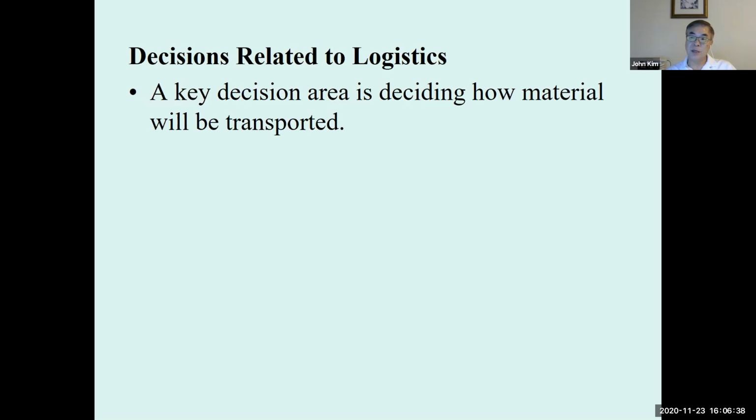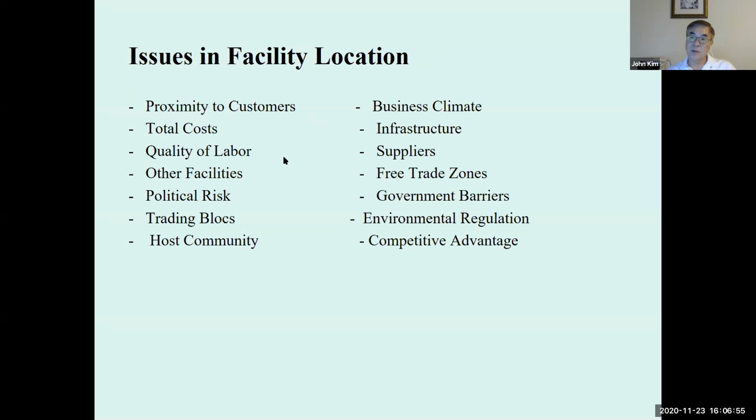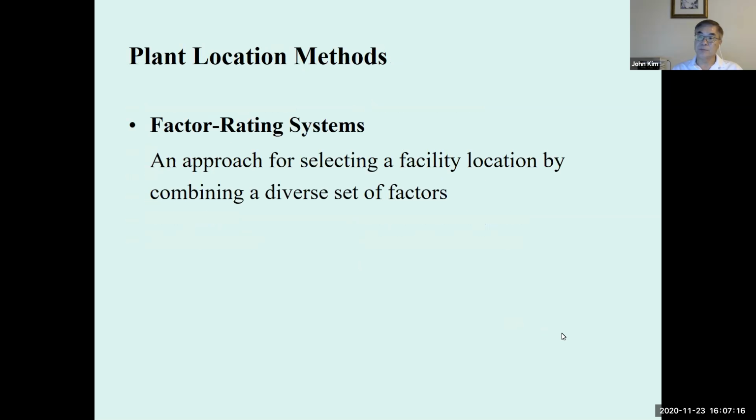Decisions related to logistics. Transportation is important in logistics, so there are many key decisions, such as proximity to customers, total cost, labor, and so on. Based on many factors, they decide logistics and location.